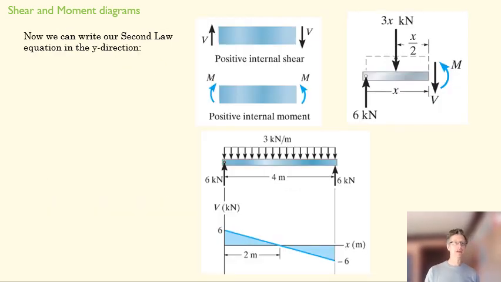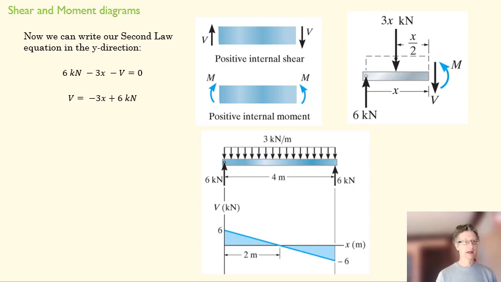Okay, now we can write our second law equation in the y direction. So we're going to start with shear. We're going to find our shear diagram, and that shear diagram is always going to be in the y direction on a beam like this. And so I just look at my diagram, right? I've got 6k going up. I've got 3x going down. Again, that depends on where I've taken my section. And then I have V pointed down as well. And so there's my second law equation, and I can solve that. And in this case I have a nice linear equation as well.